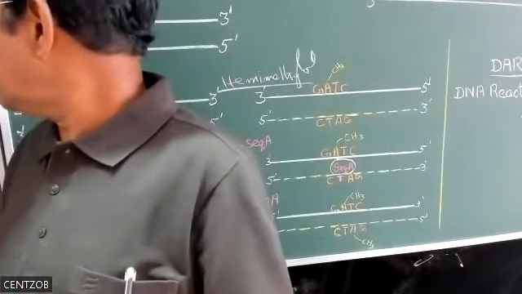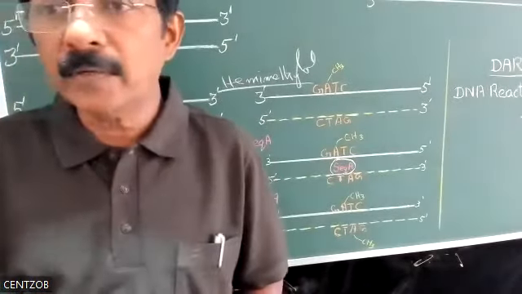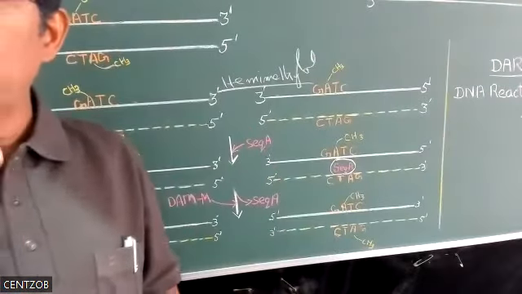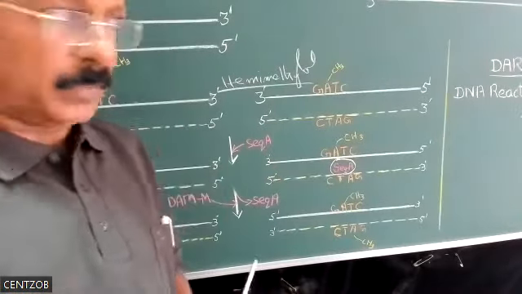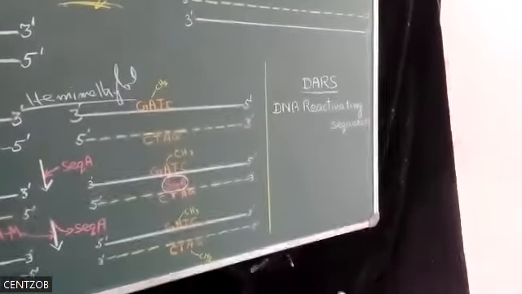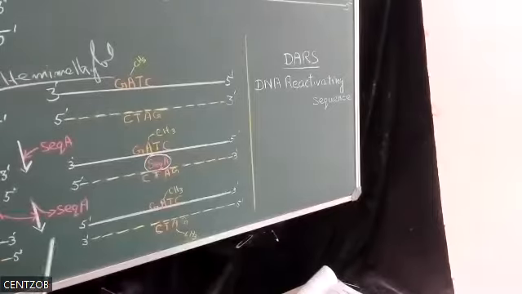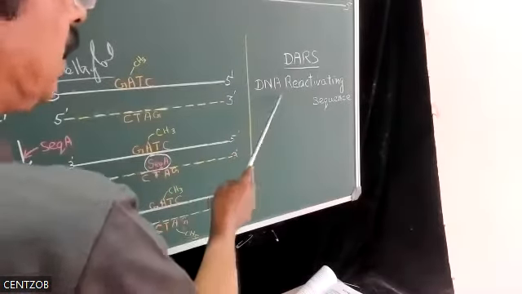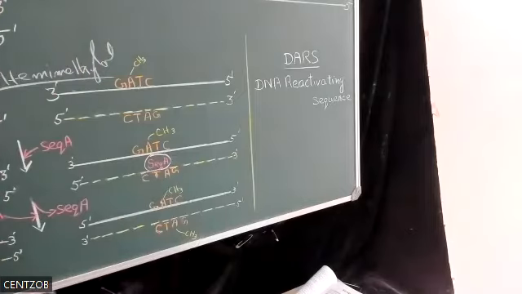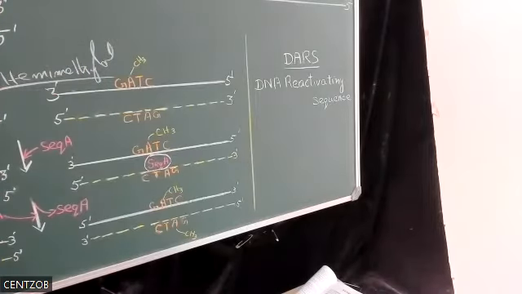DNA-ADP should be converted to DNA-ATP. Only if DNA-ATP is present can replication start. To help with that, in the prokaryotic genome there is a particular sequence called DARS, that is DNA reactivating sequence. So what is DARS? DARS is the DNA reactivating sequence.